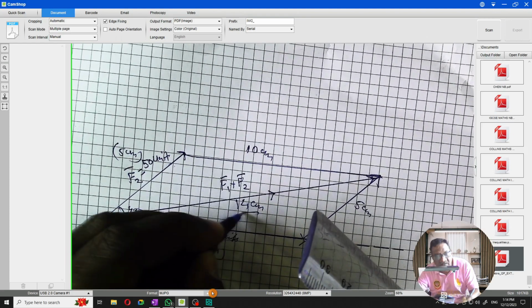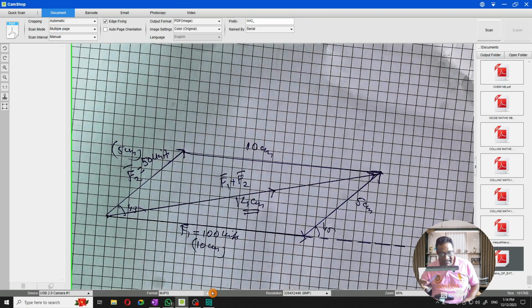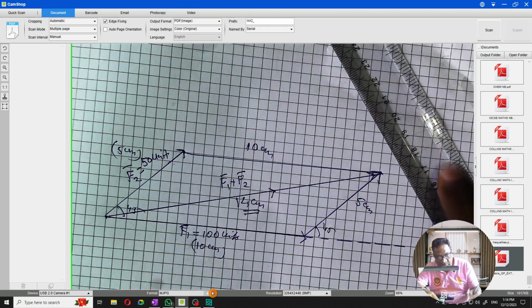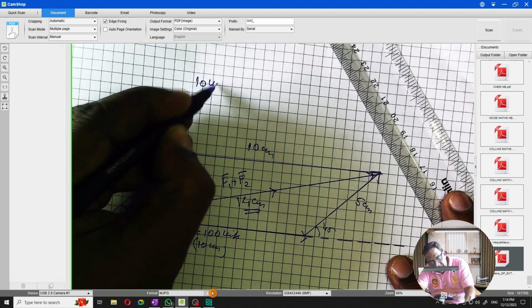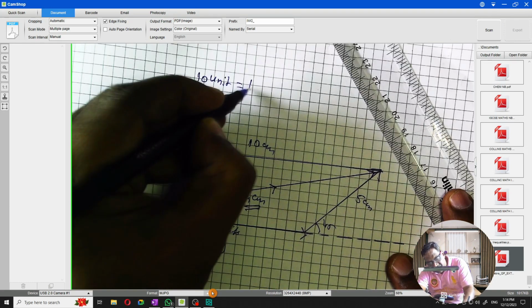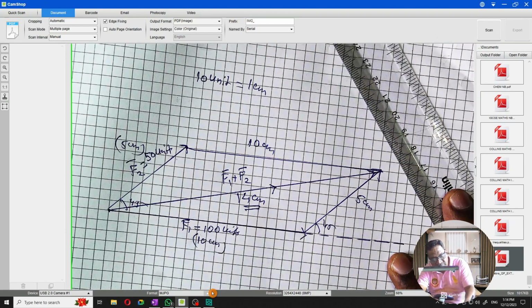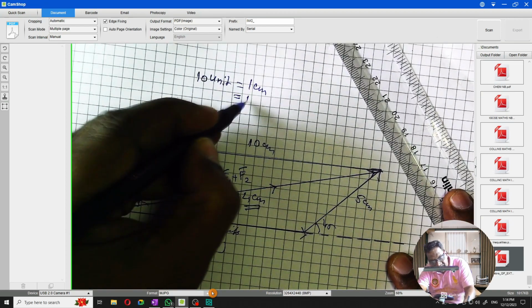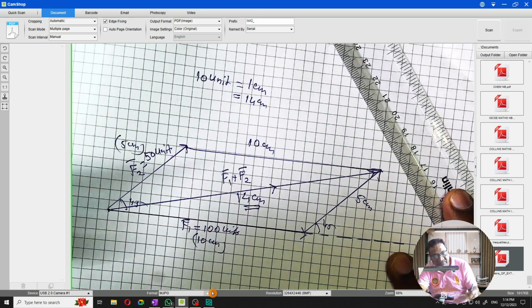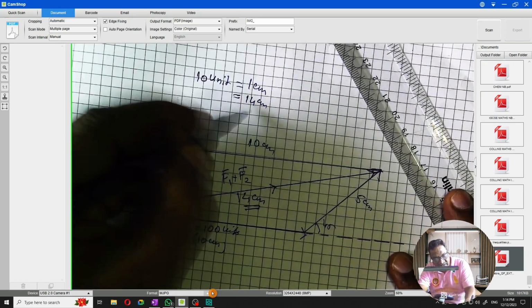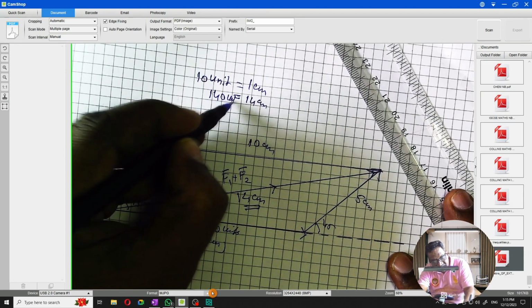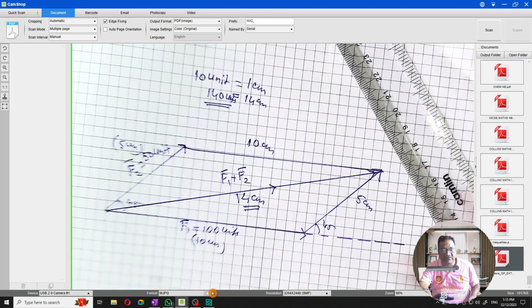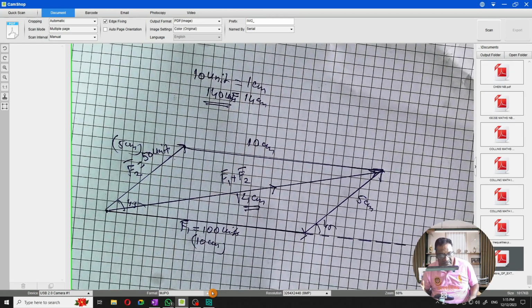So what will be my F1 plus F2? Now I'll have to decode it again. We know that 10 units is equal to 1 centimeter, and we have got F1 plus F2 as 14 centimeter, isn't it? So 14 centimeter will work out to how many units? It will be 14 into 10, so 140 units. So this is the answer for F1 plus F2. The answer for F1 plus F2 happens to be 140 units.